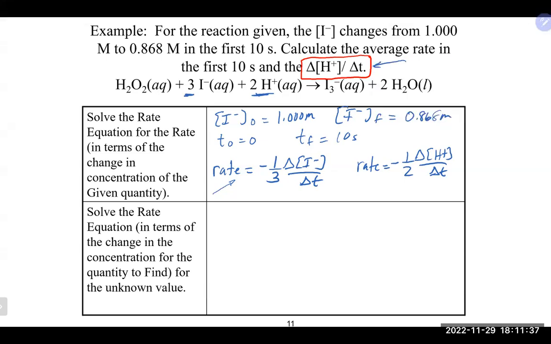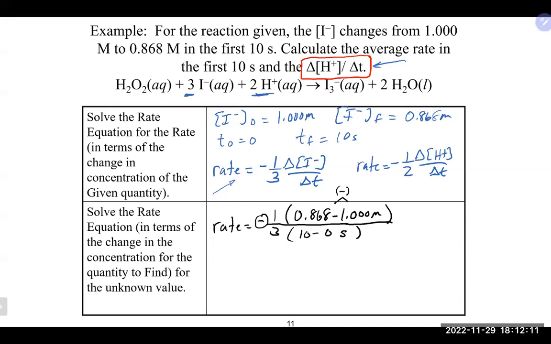And if we do that, we get that the rate is equal to minus 1/3. We'll do our final concentration, which is 0.868 minus our initial, which is 1, over 10 minus 0 seconds. This obviously is going to give us the negative that's going to go with this negative and turn our rate into a positive number, which is what it should be. So again, when you have that reactant, it should be a positive number for the rate.